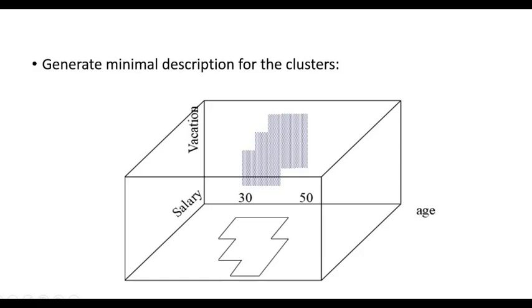Next, the accuracy of the clustering result may be degraded. These are the disadvantages of the CLIQUE approach: the accuracy of the clustering result may be degraded at the expense of the simplicity of the method. So these are the three types of approaches of grid-based methods.